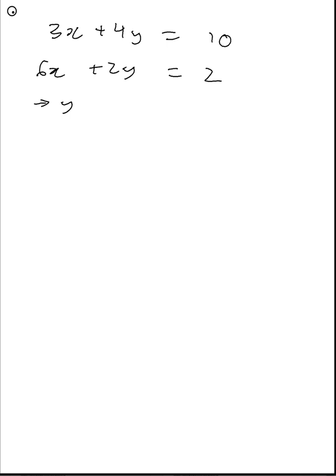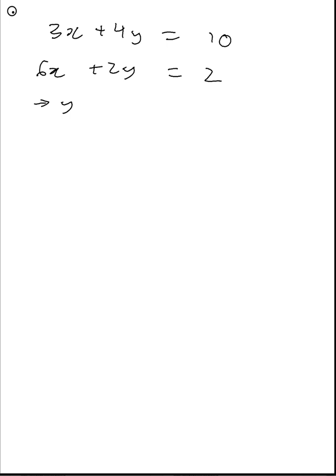So over here, let me just write out a new one. 3x plus 4y is equal to 10, and 6x plus 2y is equal to 2. Now, you might be thinking, if I subtract two equations from each other, I still have two variables. So what should I do? Well, normally you have to choose which variable you want to eliminate. For me, I always try to eliminate y. So let's try to eliminate y.